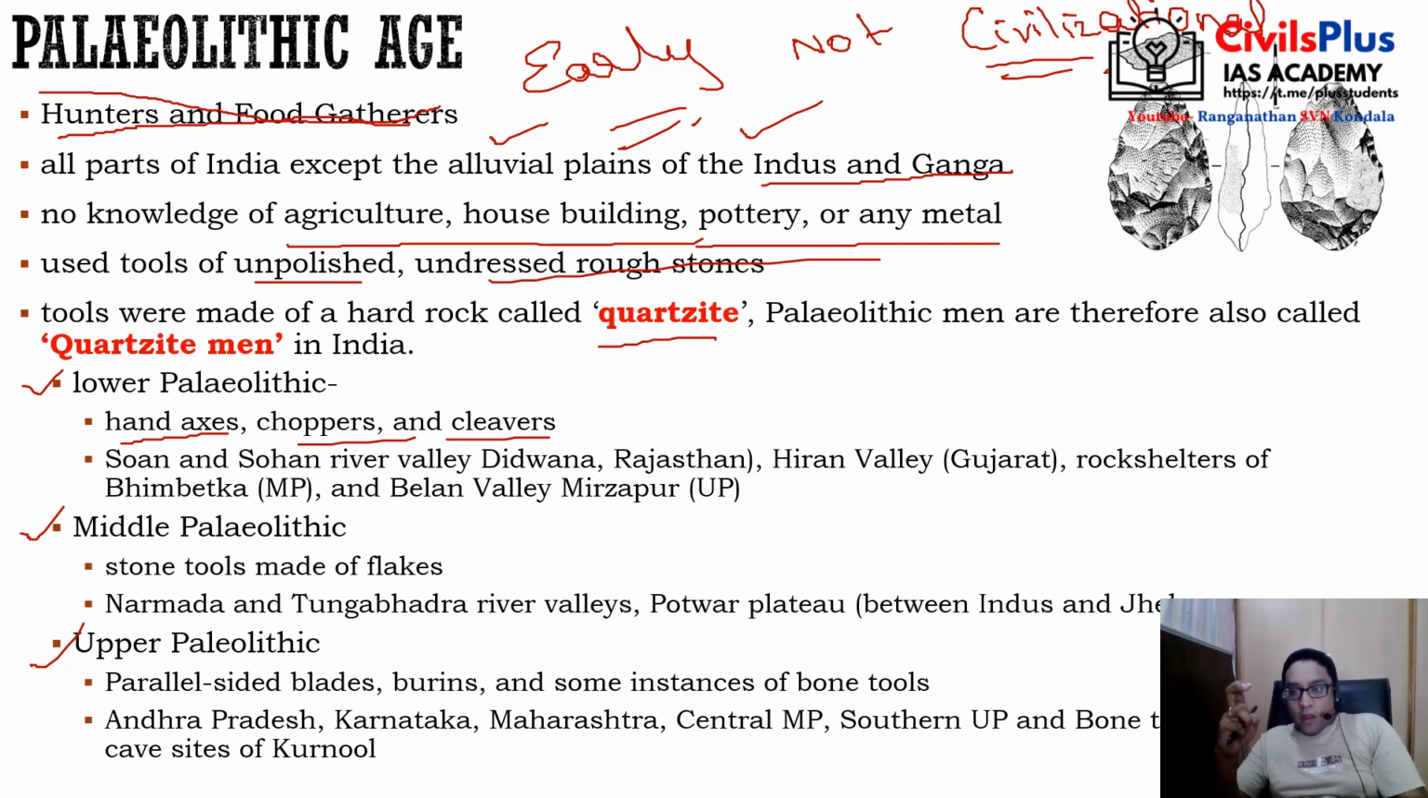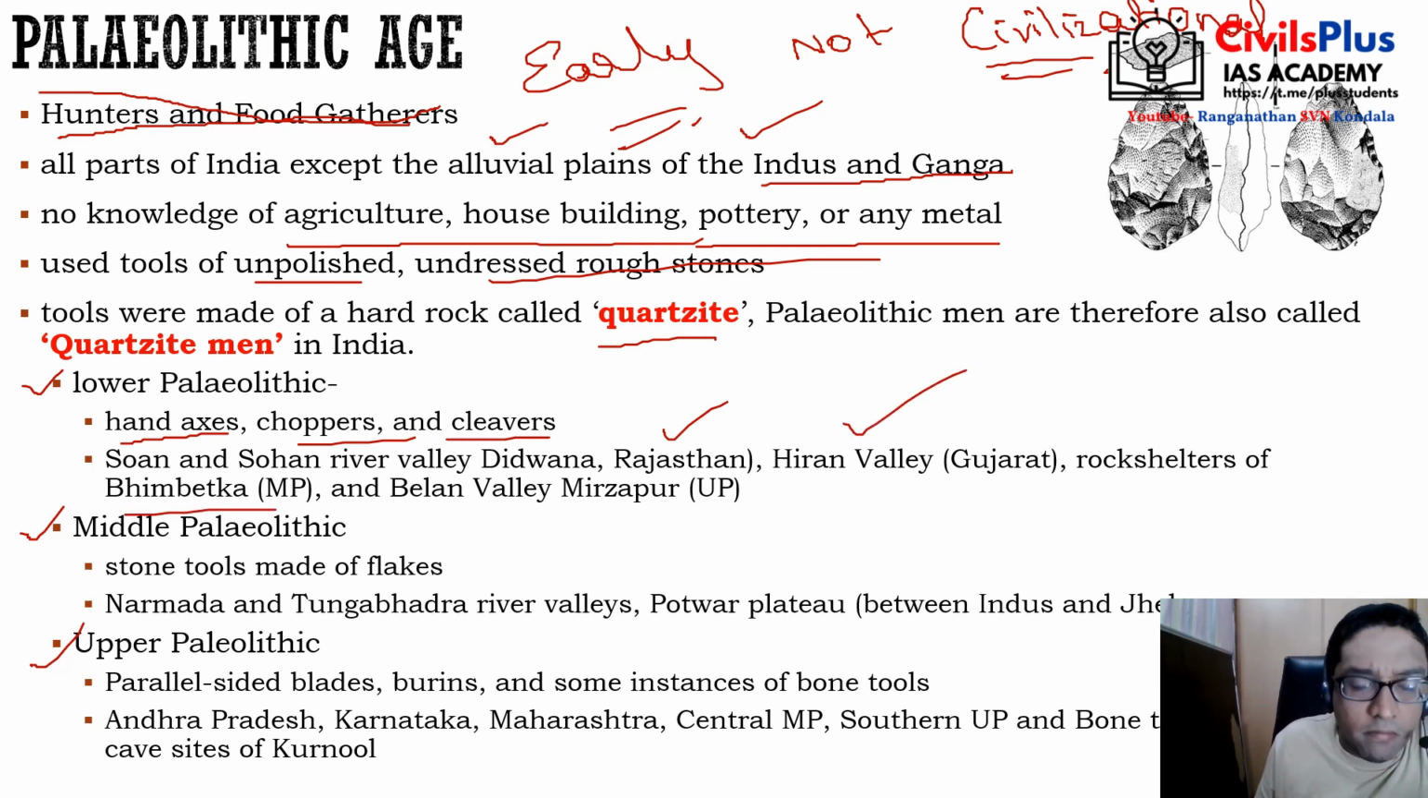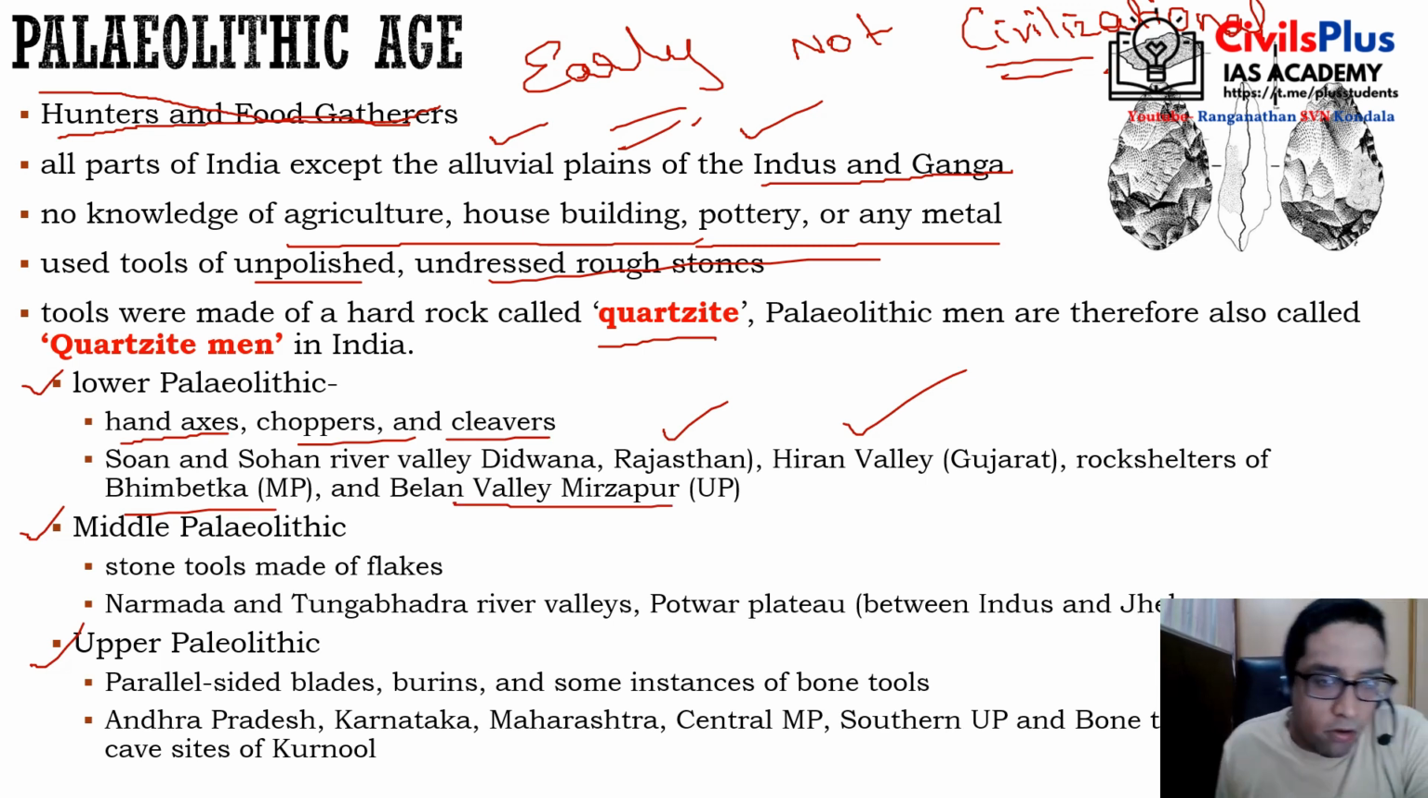Cleavers are like a hook type which they use to cut a narrow channel into the meat, making long strips of meat. Locations where we see lower Paleolithic culture are Sohan Valley in Dindwana, Rajasthan, near Swan River, Hiran Valley in Gujarat, Bhimbhetka in Madhya Pradesh, and Belan Valley, Mirzapur in Uttar Pradesh. In these places we do see Paleolithic.